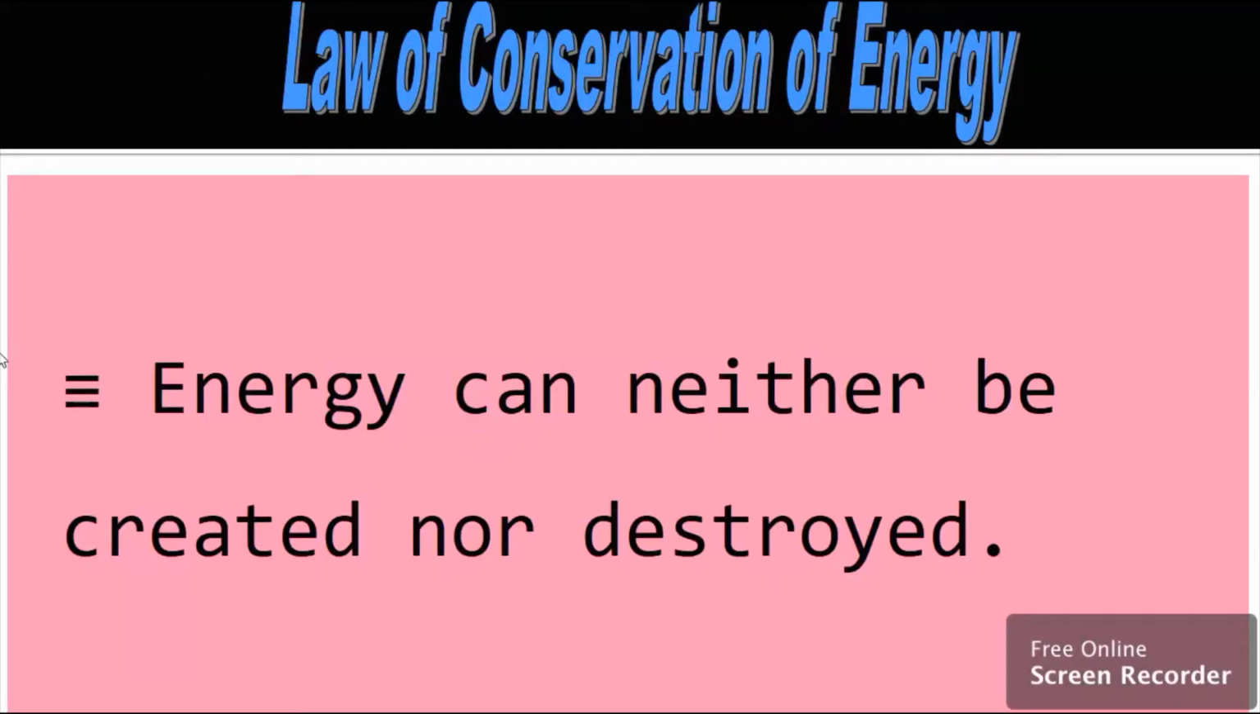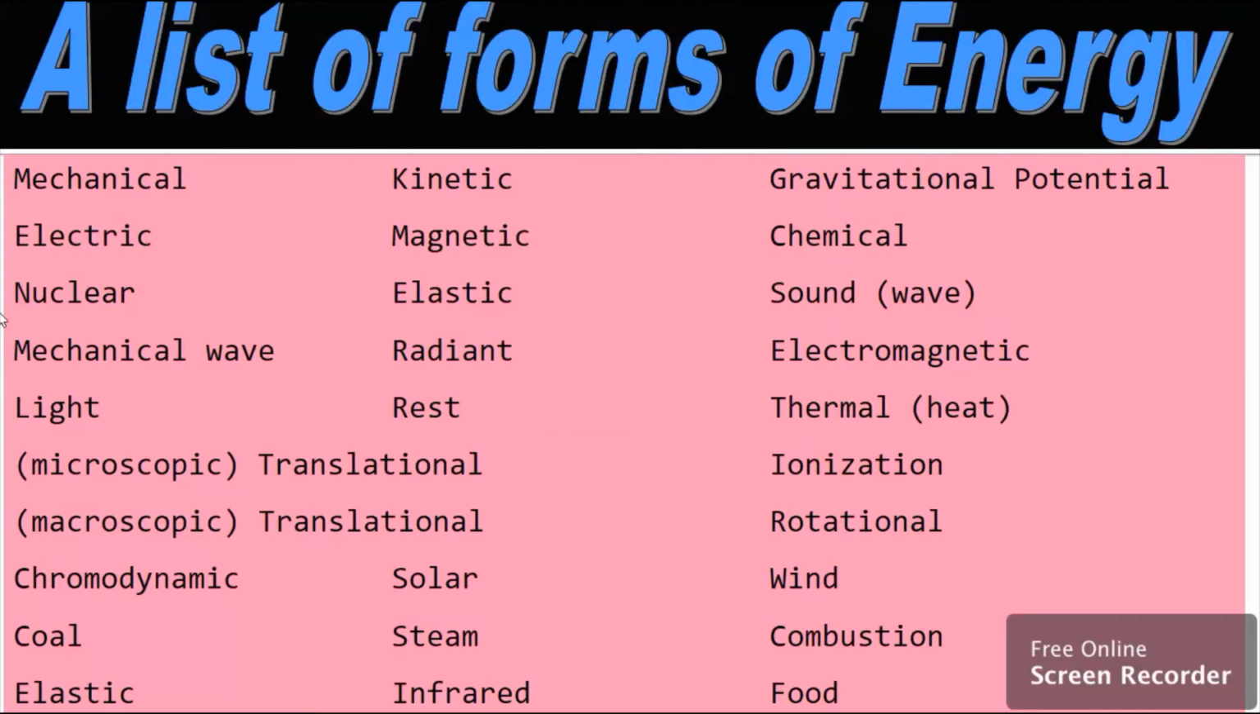The law of conservation of energy is very simply stated. It just says energy can neither be created nor destroyed. So that means energy goes from one form to another. Here's a list of forms. This is as long of a list as I could make. Lots of words in there.